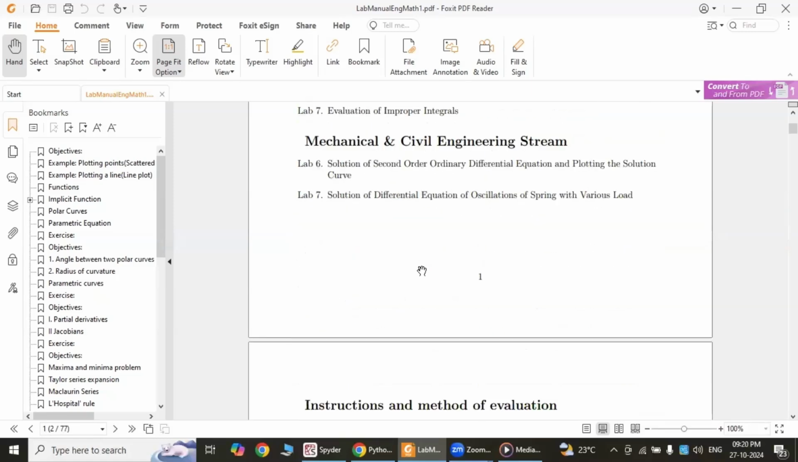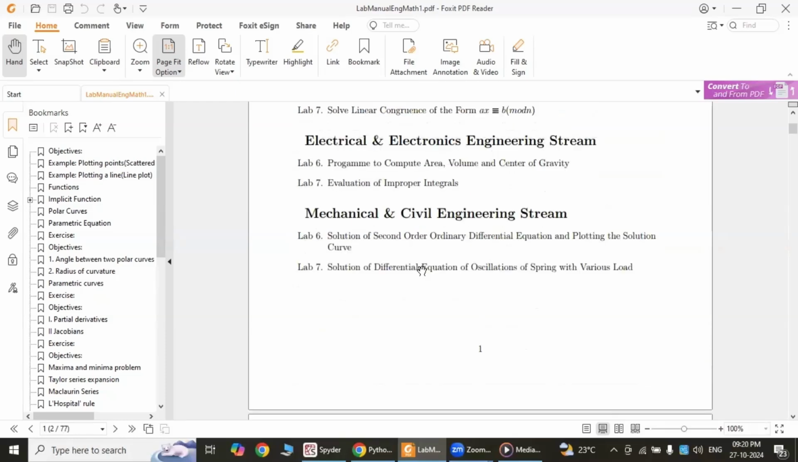Overall, it provides a solid foundation in Python programming, numerical methods, and calculus, which are essential for engineering students.